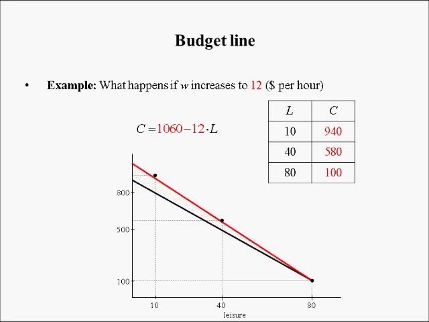So the budget line rotates. Notice that the intercept increased and the slope increased. Intercept increased and the line got steeper. Just the opposite is true if wages fall.